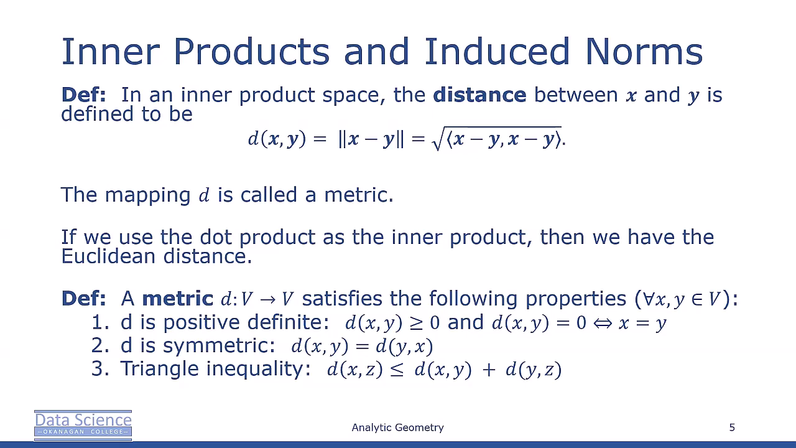In general, a metric d, mapping a vector space to the reals, satisfies the following properties for every x and y in V. d is positive definite. That is, the distance between x and y is greater than or equal to 0, and it's only equal to 0 if x is equal to y. It's symmetric: the distance from x to y is equal to the distance from y to x. And the triangle inequality: the distance from x to z is less than or equal to the distance from x to y, plus the distance from y to z.